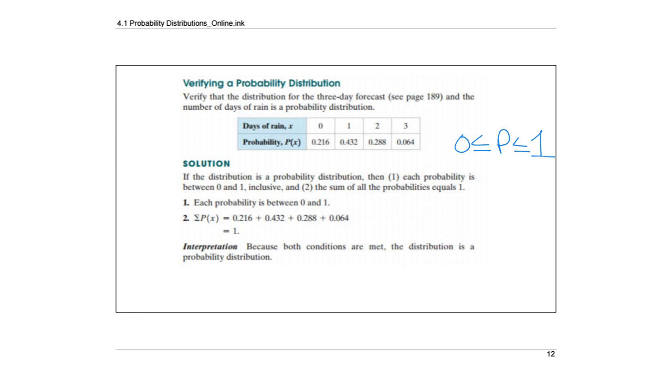The next criteria, we need to add them all up. So you're going to take all 4 of the probabilities, add them up, and you need to get 1, right? So if you add up the probabilities, that needs to equal 1. And so that one's good too. So this distribution is a probability distribution.